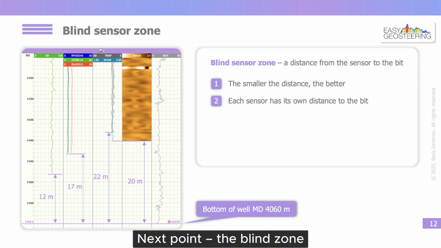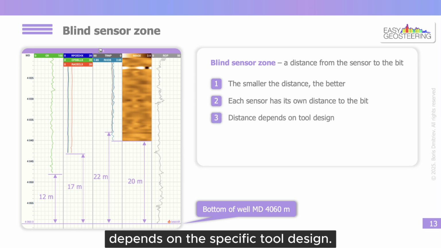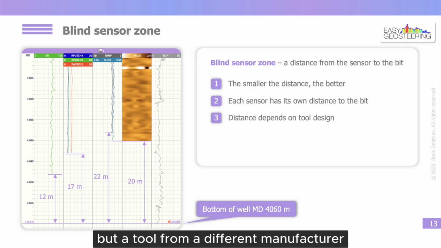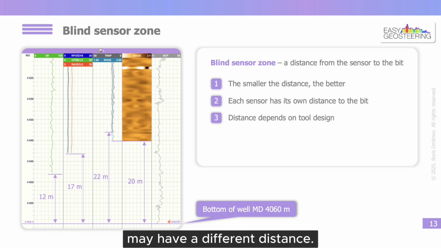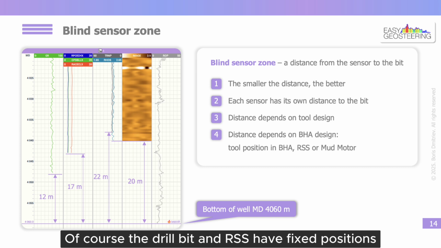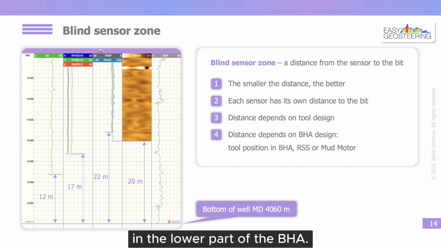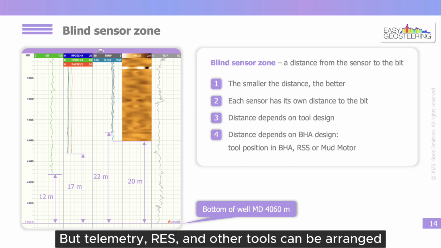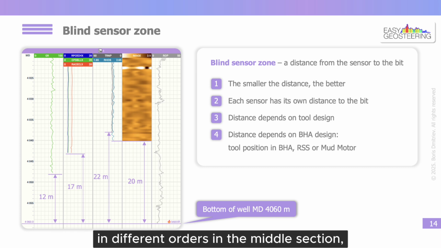Next point, the blind zone depends on the specific tool design. For example, here resistivity measurement has 17 meters, but a tool from a different manufacturer may have a different distance. And finally, the tool position in BHA plays a role also. Of course, the drill bit and RSS have fixed positions in the lower part of the BHA. Also, neutron density tool has its permanent position in the upper part. But telemetry, resistivity and other tools can be arranged in different orders in the middle section, depending on customer requirements.